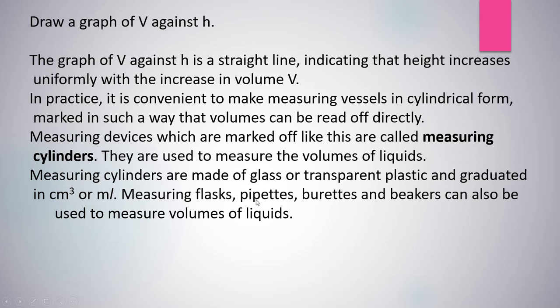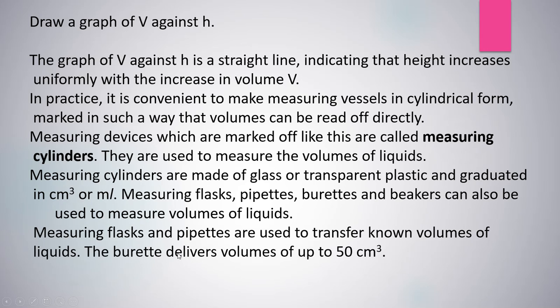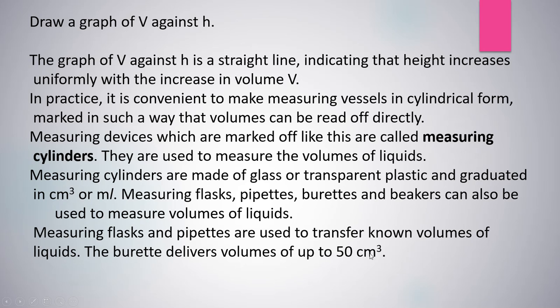Now measuring flasks, pipettes, burettes and beakers can also be used to measure volumes of liquids. Measuring flasks and pipettes are used to transfer known volumes. Like I told you, a pipette which is 25 milliliters can only transfer 25 milliliters. A conical flask of 100 milliliters means you pour up to where there's a mark. The burette delivers volumes of up to 50 centimeters cubed.